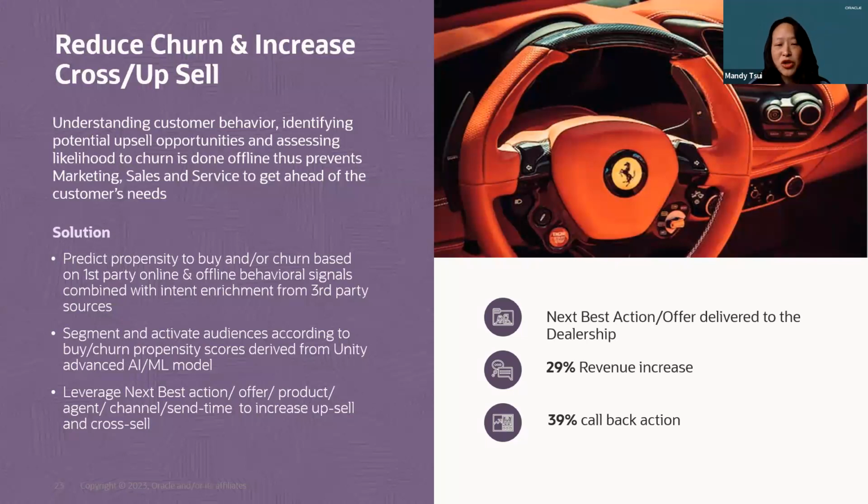They were now able to deliver these next best actions and offers over to their dealerships, so that the dealerships could get in front of these customers and offer them the next best offer for each individual customer. They saw a 29% increase in their revenue by doing this, and a 39% callback from their customers. So they saw some really good results leveraging Unity and Eloqua.